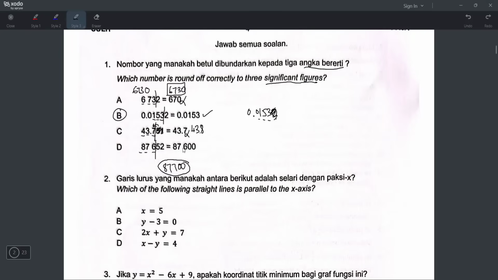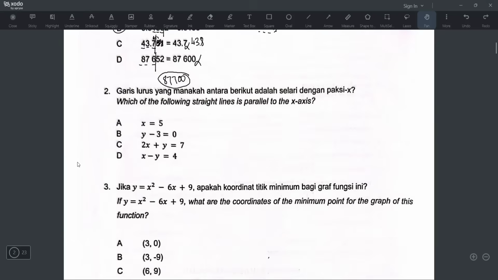But if you look at what they write here, it's 87600. So it doesn't match with the correct answer. So this is wrong. So which number is correct? B is the answer. Okay, that's all. Number 2, which of the following straight line is parallel to x-axis?